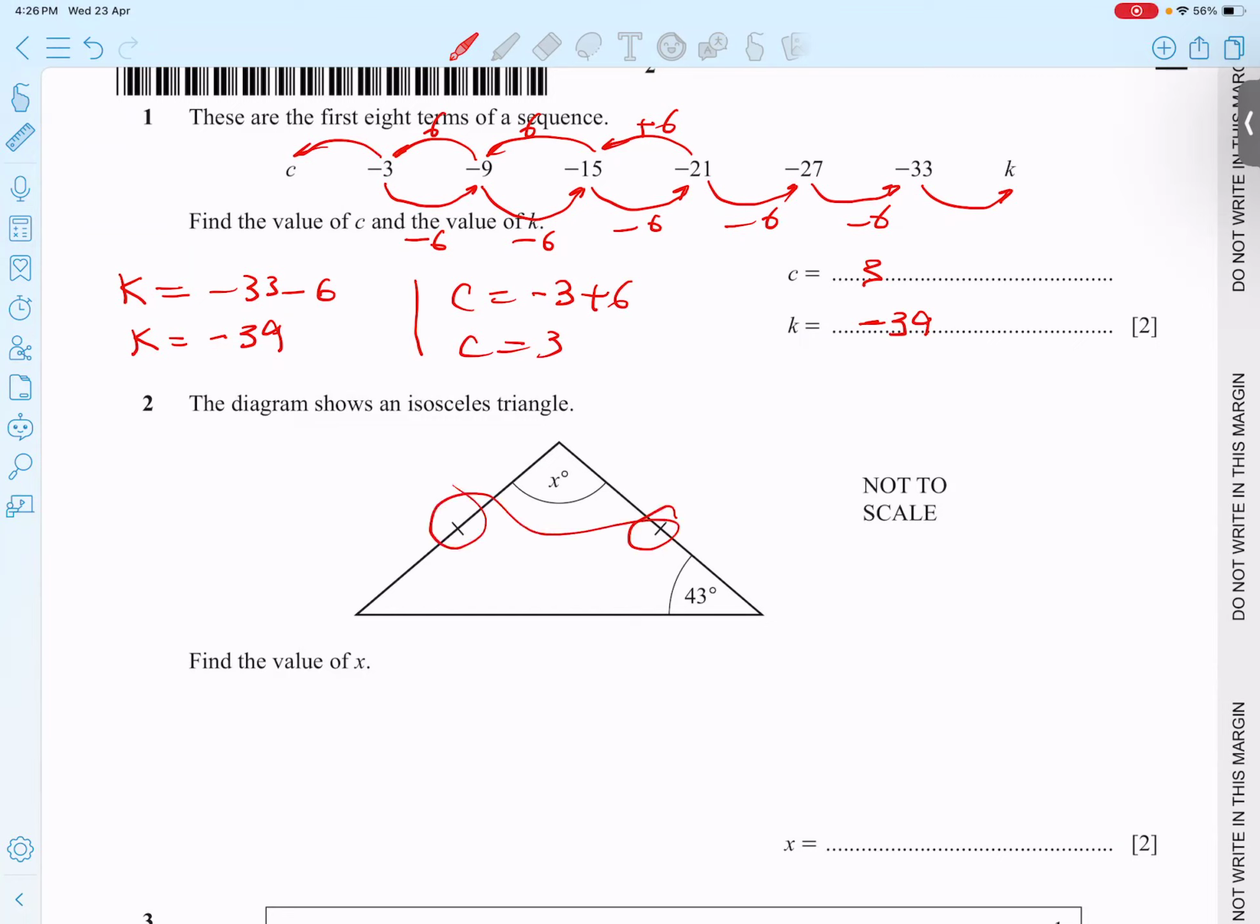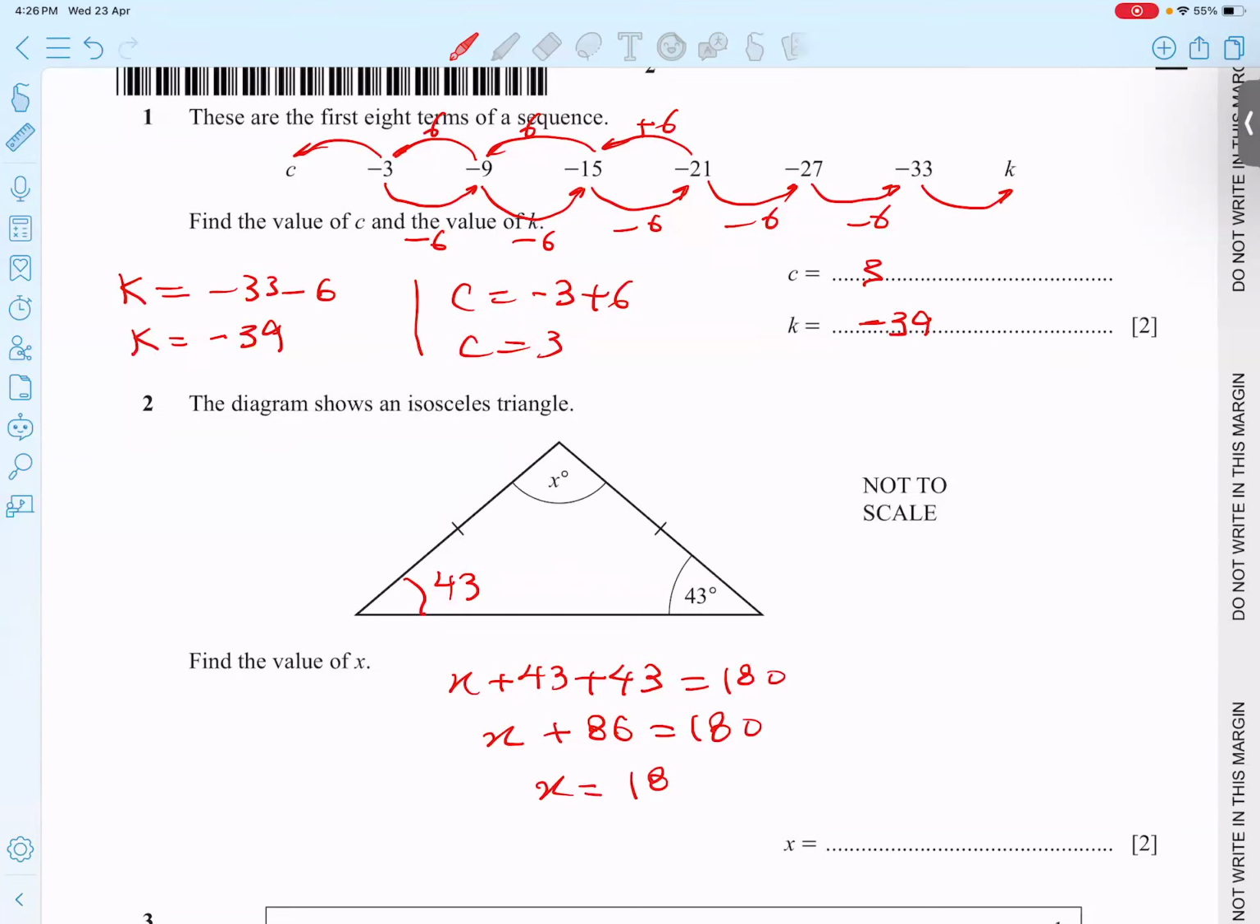What do these single cuts mean? This means this angle and this angle are equal to each other, so this is 43. The sum of all angles in a triangle is equal to 180. So this turns out to be 86, and subtract it. Try your level best, do not use a calculator. 180 subtract 86, I got 94. So I hope you got the point.